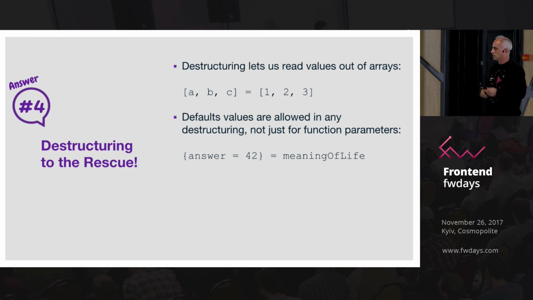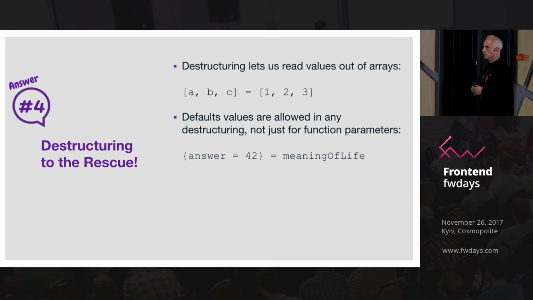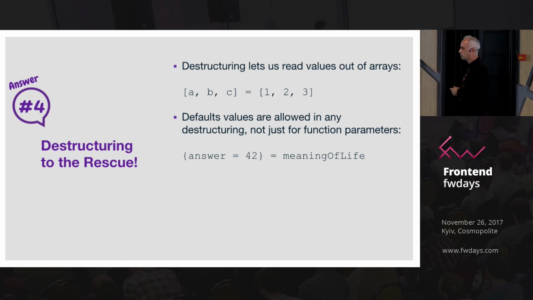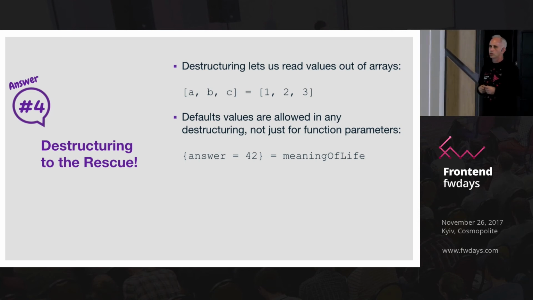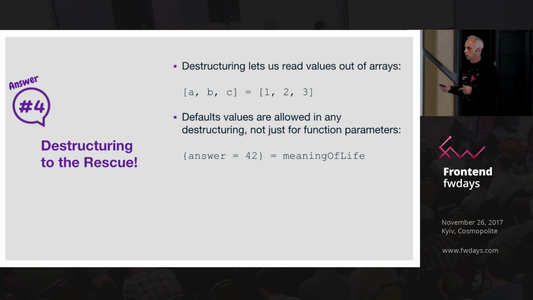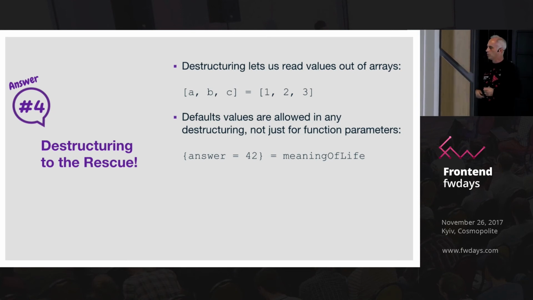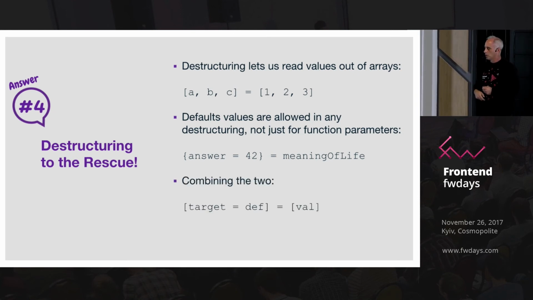It also works if it's objects and not just arrays. And here's the other interesting thing. Even in expressions, again, not in function calls, I can actually use default values when doing destructuring. So in this case, if meaningOfLife has a property called answer, and the value of that property is not undefined, the answer variable will get that value. Otherwise, answer will get 42. And when we combine these two things together, we get the solution.